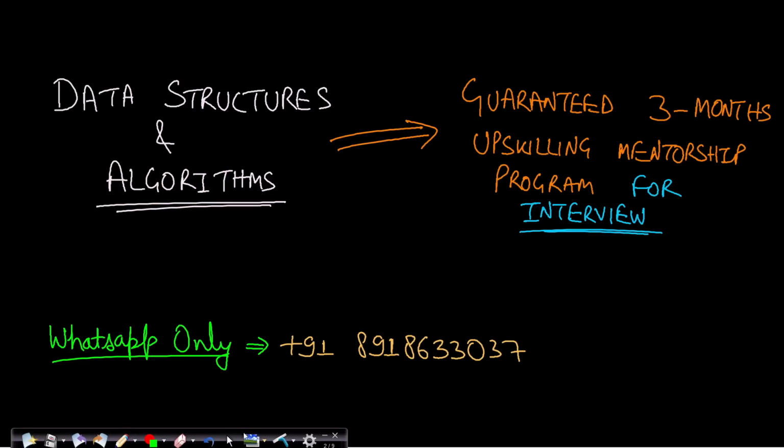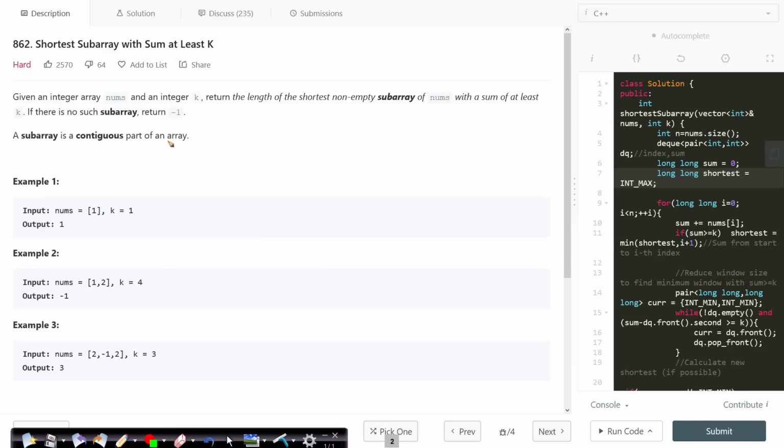Now let us look at the problem statement. Given an integer array nums and an integer k, return the length of the shortest non-empty subarray of nums with the sum of at least k. If there is no such subarray, then you need to return -1. A subarray is a contiguous part of an array. I hope you understand this.